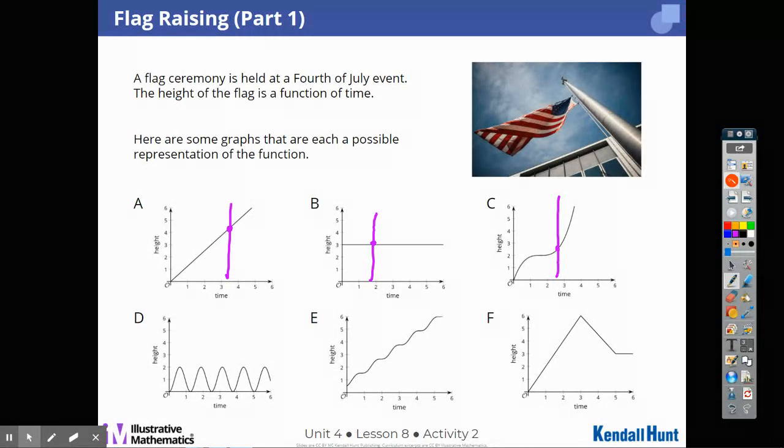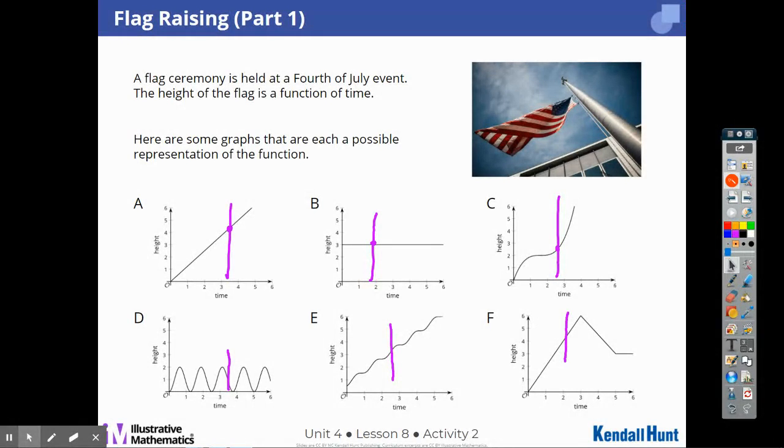So all of these graphs will pass the vertical line test. So that also tells us that each input has exactly one output. So for every second in time, there's only one specific height for that time.